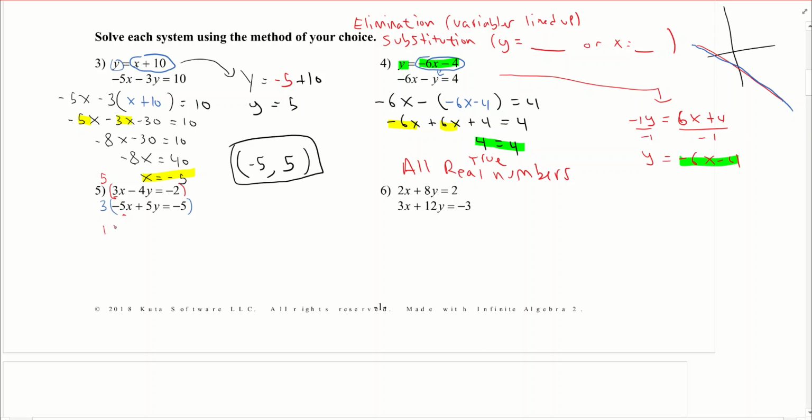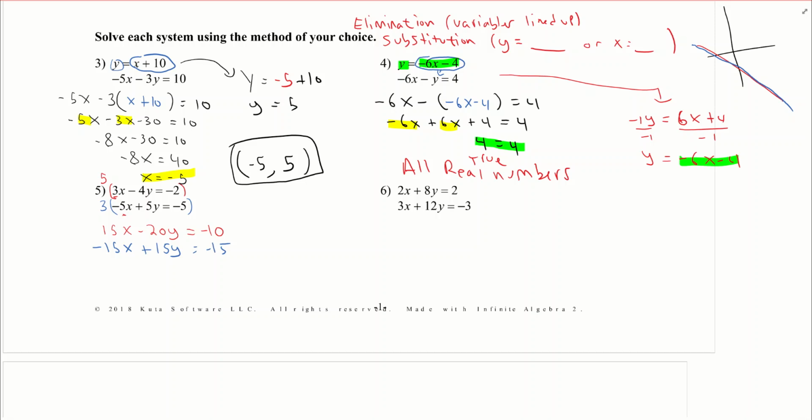We're going to get 15x minus 20y equals negative 10, right? We're multiplying every term in there. Both sides of the equation are getting multiplied. Because we're multiplying both sides, we're really not changing that equation. We're just writing a different version of it. Okay, now the bottom equation, we're going to do 3 times negative 5, which is negative 15x. 3 times 5y is 15y. And 3 times negative 5 is negative 15.